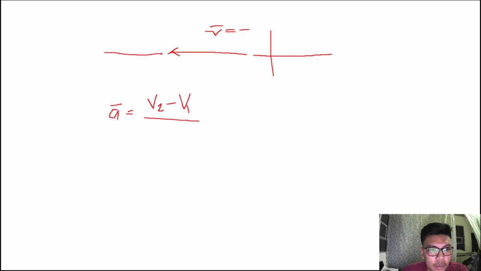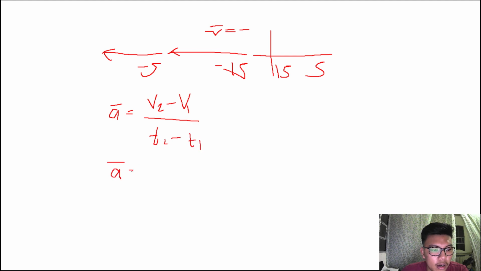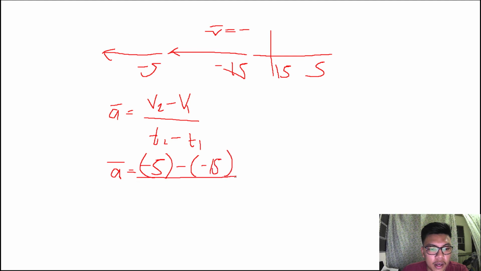Halimbawa, baliktarin natin, di ba? Yung movement mo pa-kanan is 15 to 5, di ba kanina? Ngayon, gagawin natin dito, 15 to 5 din, pero pakaliwa. So, negative 15 to negative 5. So, t2 minus t1 pa rin tayo. So, we have a bar is equal to, yung ating v2 is negative 5 naman, negative 5 minus negative 15.